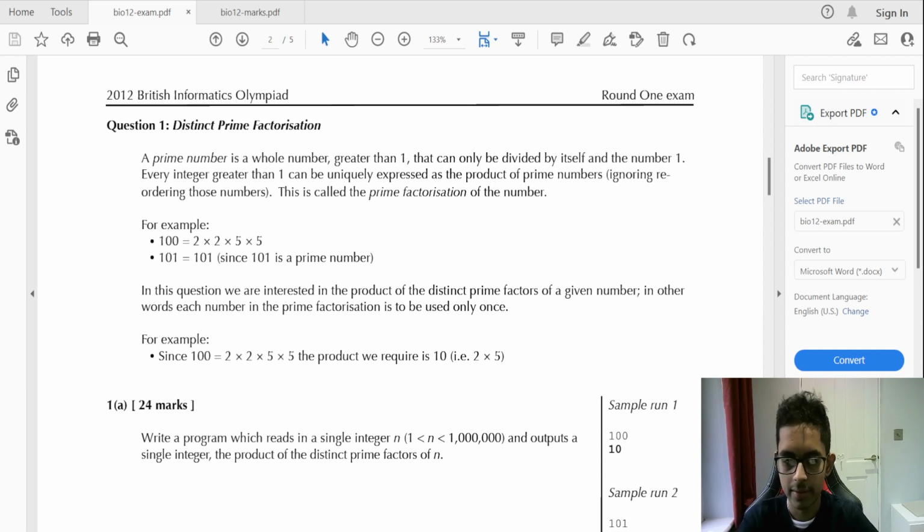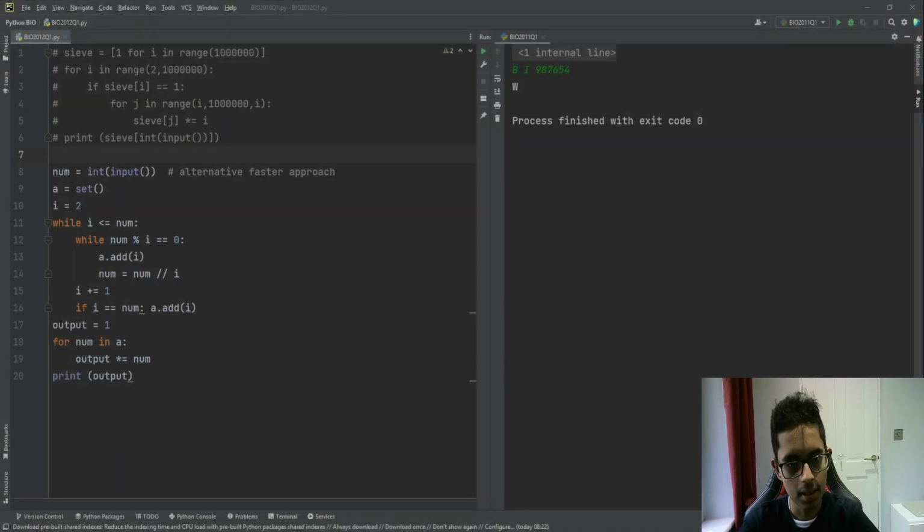So, for example, if we had 8, 8 is 2 cubed, but then we would only be interested in 2. Similarly, 24 is 2 cubed times 3. We wouldn't be interested in the cubed, we would only be interested in 2 and then 3. So it would become 2 times 3, so it would be 6 as the output. And we want to read a number between 1 and a million and output a single integer being the distinct prime factors.